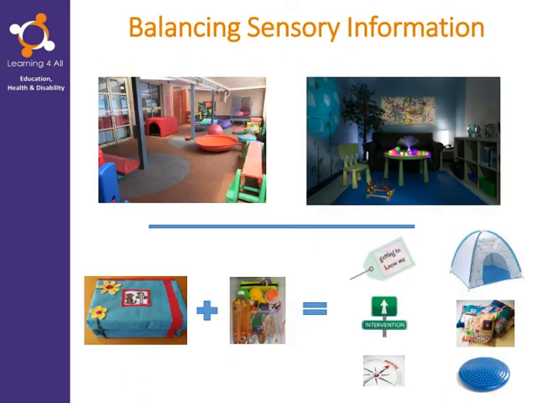Here are some ideas about ways that we can help children to balance sensory information. You'll notice the two graphics at the top. One is quite brightly coloured, there's lots of opportunity for movement in that space, and the other one is quite muted with low lighting, and it seems very calming.